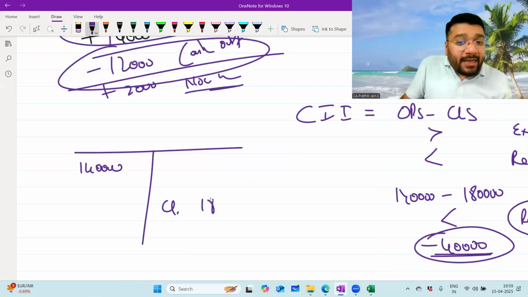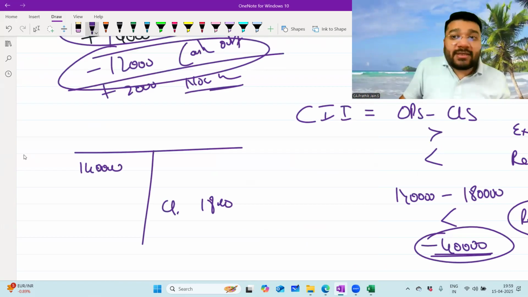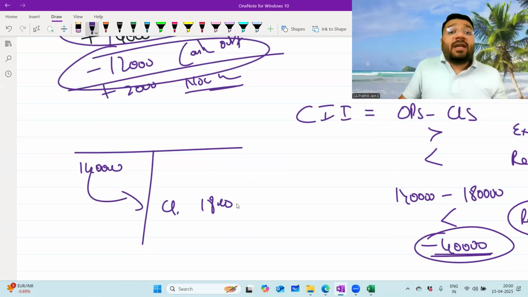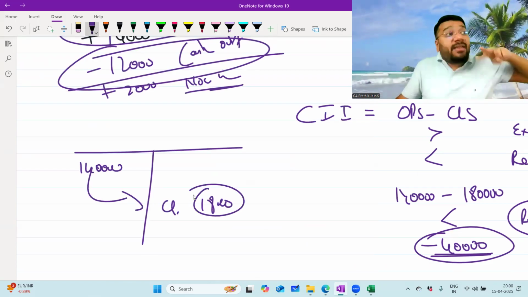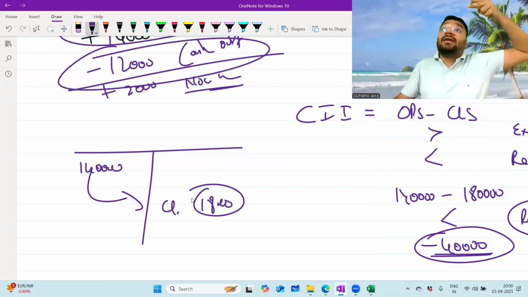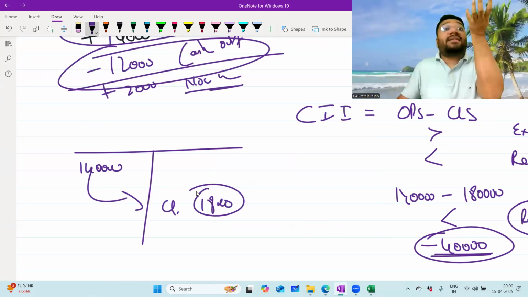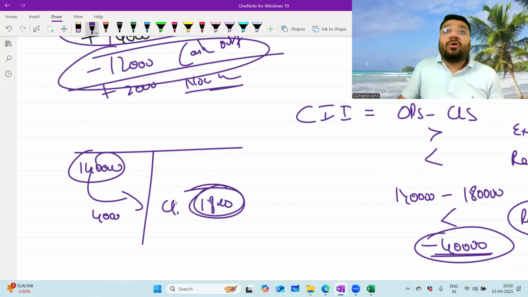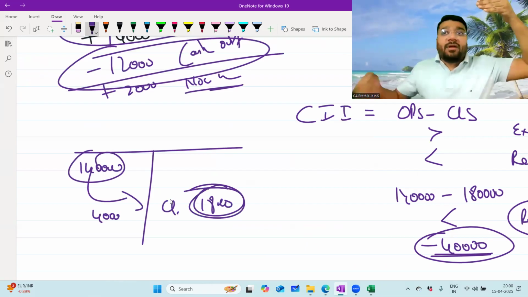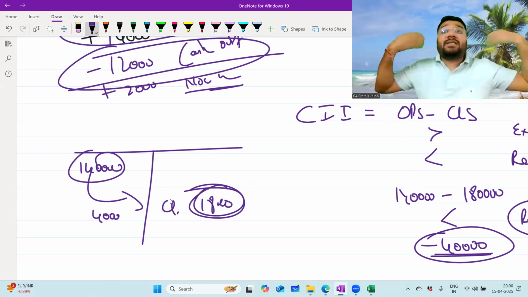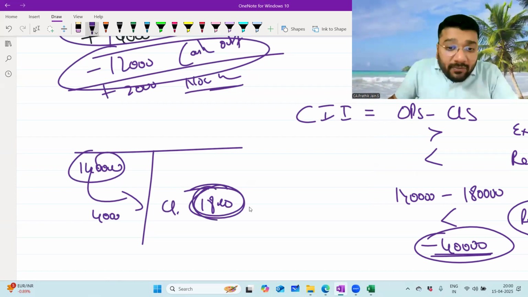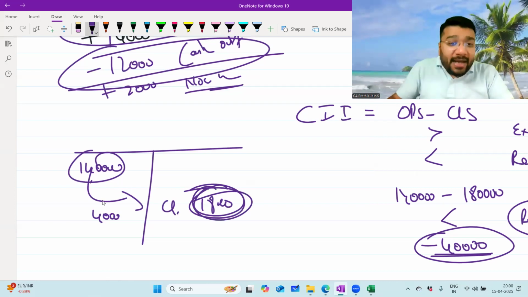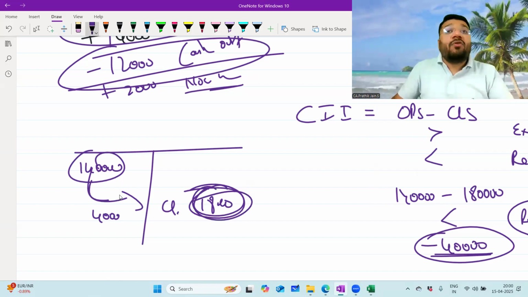Closing stock is 180, so closing stock has increased by 40. Whenever the net closing stock increases by 40, the gross profit will increase. If the closing stock increases by a net amount of 40,000, what is the difference between both? Opening stock 40, closing stock 80 means a further purchase of 40. So overall it is reversed. If I take the net difference, what is it? 40,000.